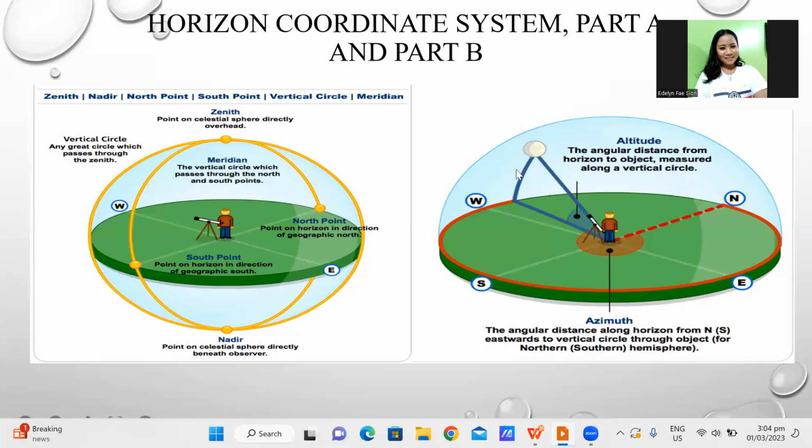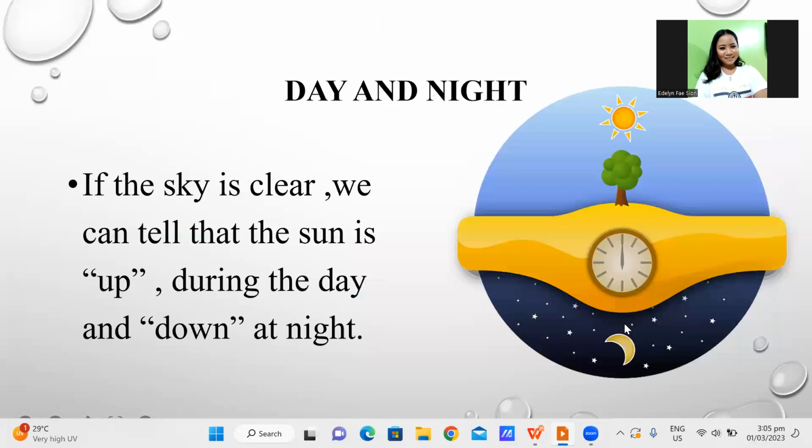And ito naman yung part B ng horizon coordinate system. This is the altitude, the angular distance from the horizon to the object measured along a vertical circle. Tapos ito naman yung azimuth, the angular distance along the horizon from the north point eastward to the vertical circle through the object, for the northern and southern hemisphere. So we proceed now to the day and night.